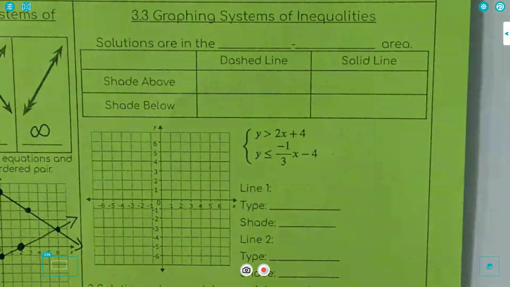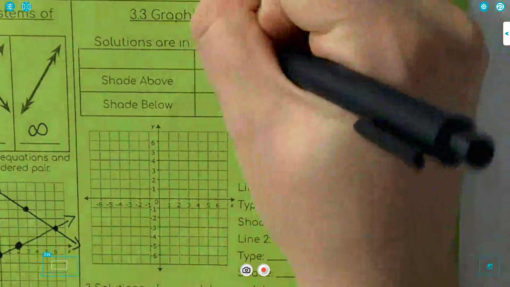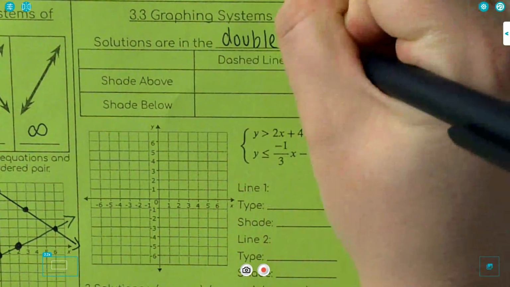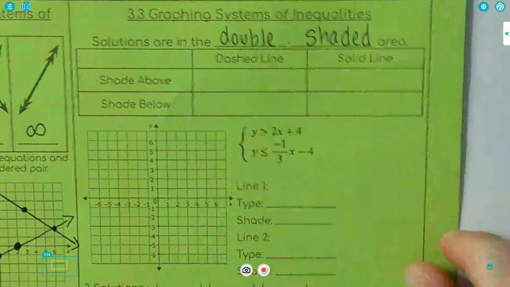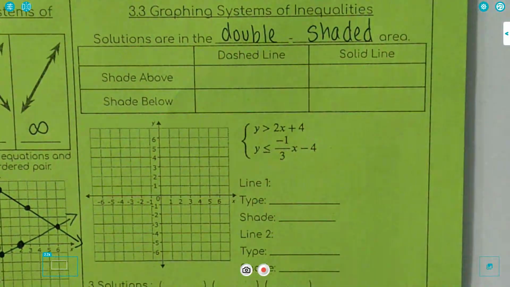3.3 is on the test. 3.3 is on the review. It's on the test. So for 3.3, things that we need to remember, solutions are in the double shaded area. Okay, and then we have our table of what symbols we use, and I think this one might be organized in a different order than the one on your notes, so make sure that you do what we're doing right now, not the one from your notes.